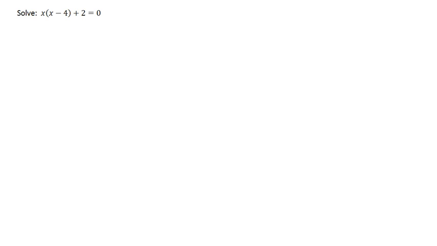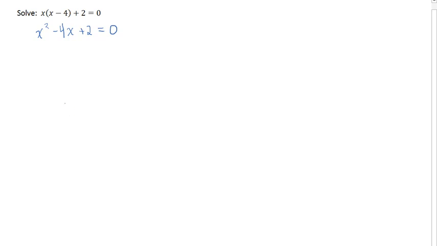Solve x times x minus 4 plus 2 is equal to 0. Now, while it doesn't look like it right away, this is actually a quadratic equation. Because if I simplify the x times x minus 4 by applying the distributive property, I get x squared minus 4x, and then we still have the plus 2, is then equal to 0. And now we can solve this equation.